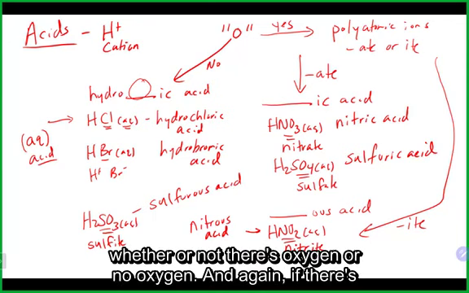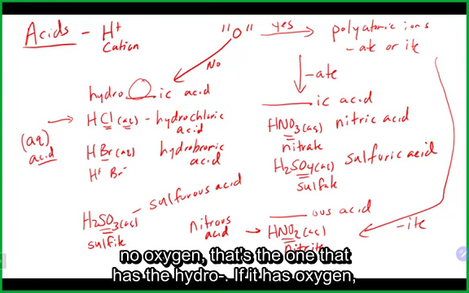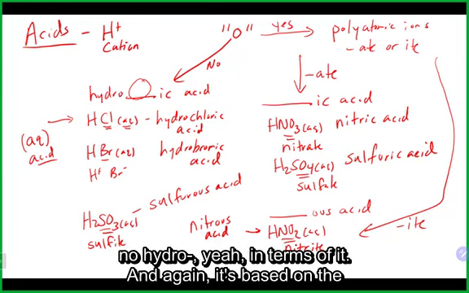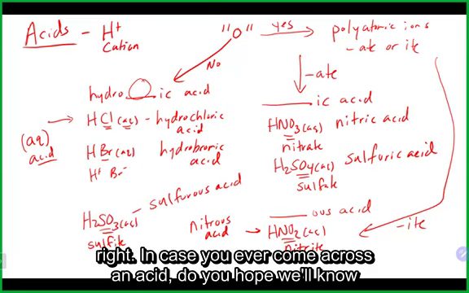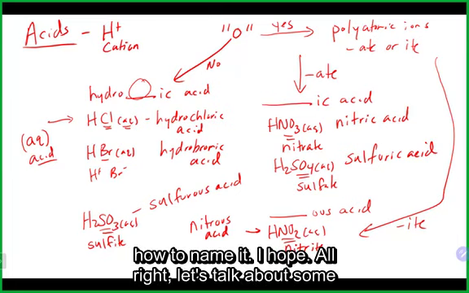It has to do with whether or not there's oxygen. If there's no oxygen, that's the one that has the hydro. If it has oxygen, no hydro. And again, it's based on the polyatomic ion name. Any questions on that? All right, in case you ever come across an acid, you hopefully know how to name it, I hope.